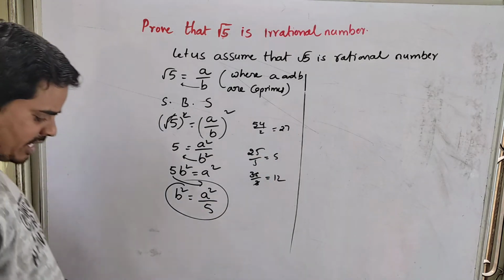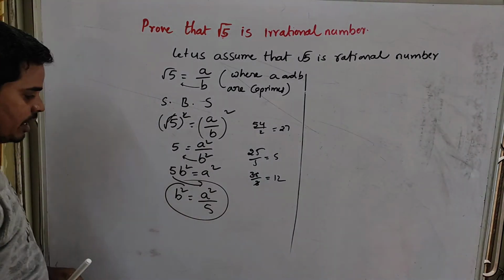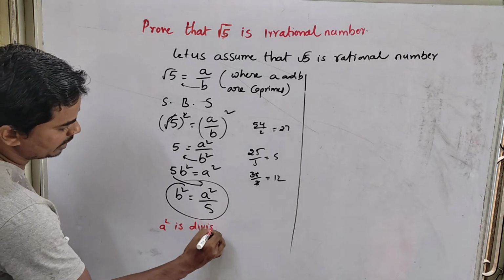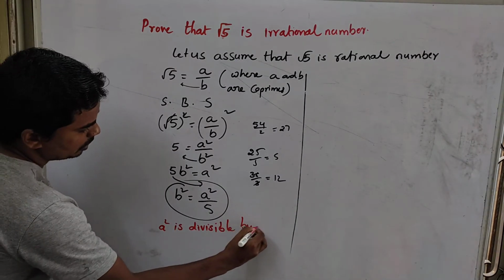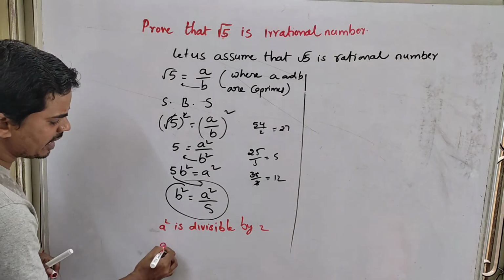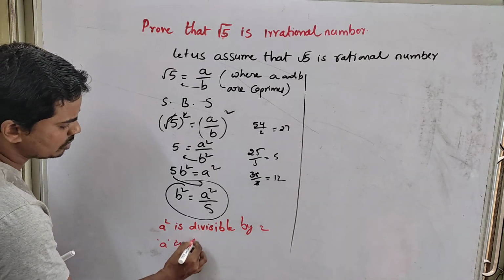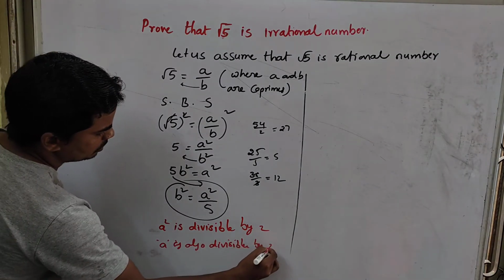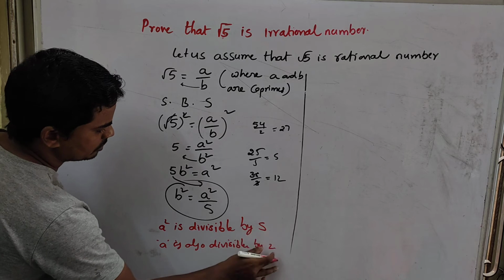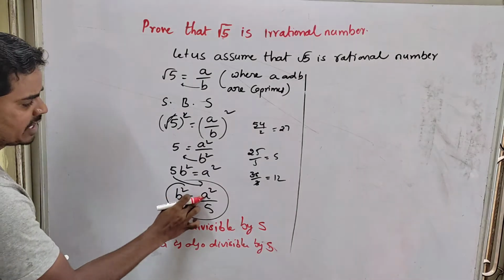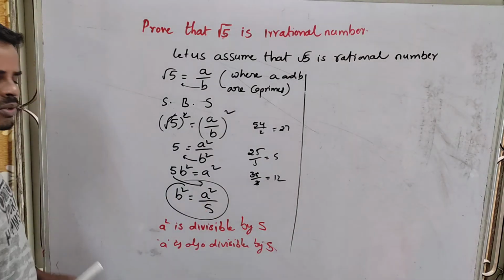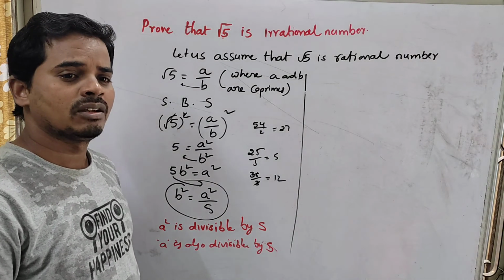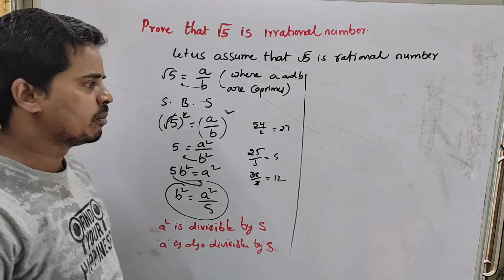So we can write the statement that a square is divisible by 5. Students, if a square is divisible by 5, then a is also divisible by 5. If x square is divisible by some number, then x is also divisible by the same number.